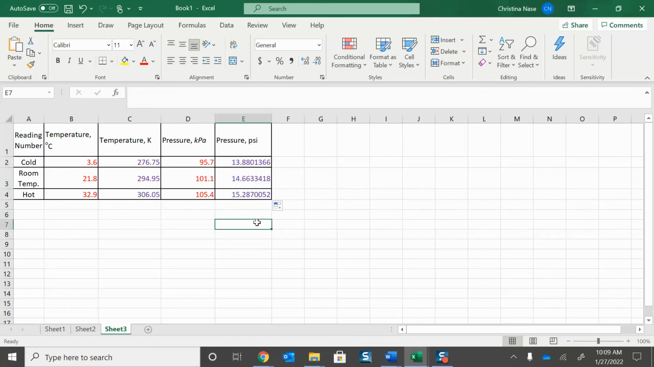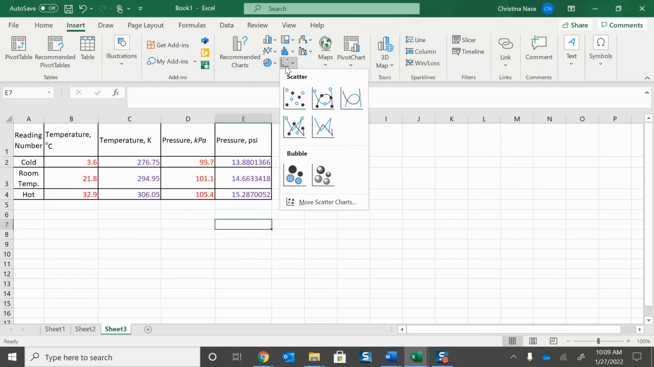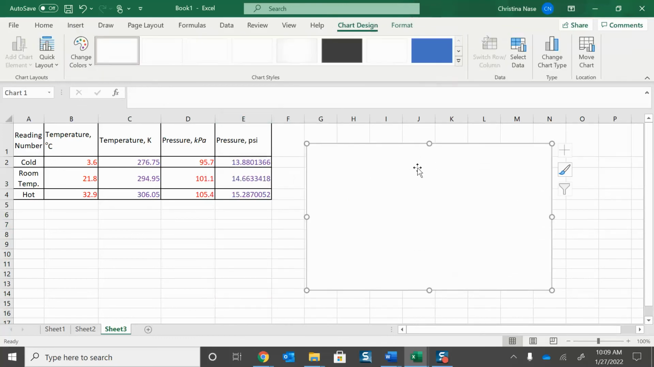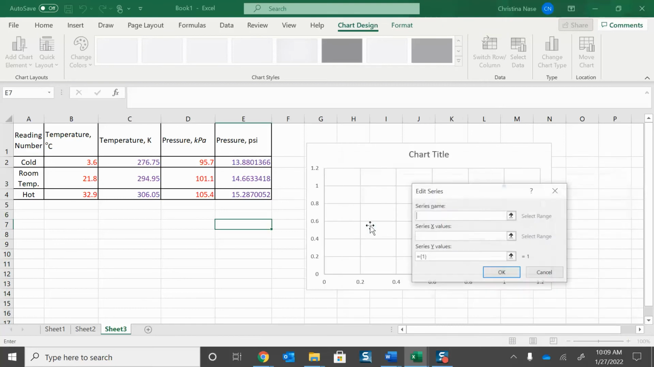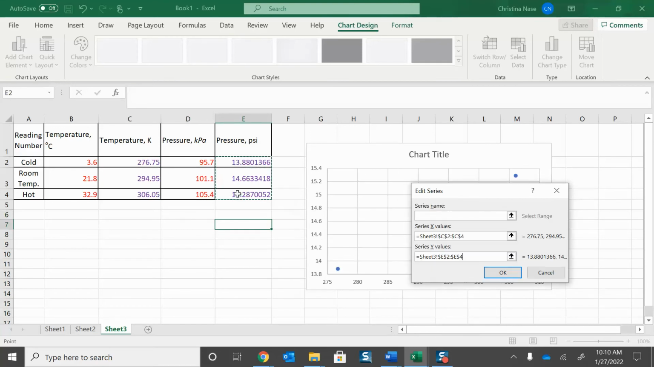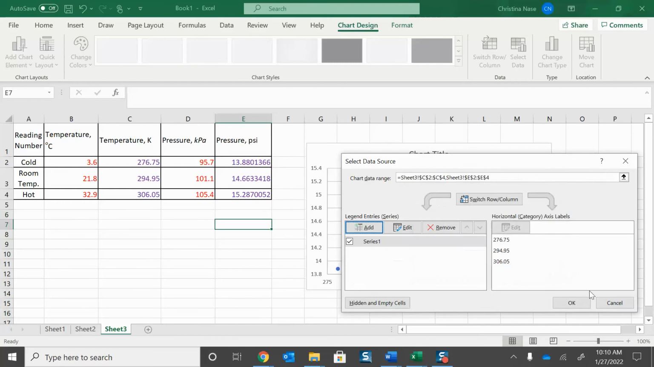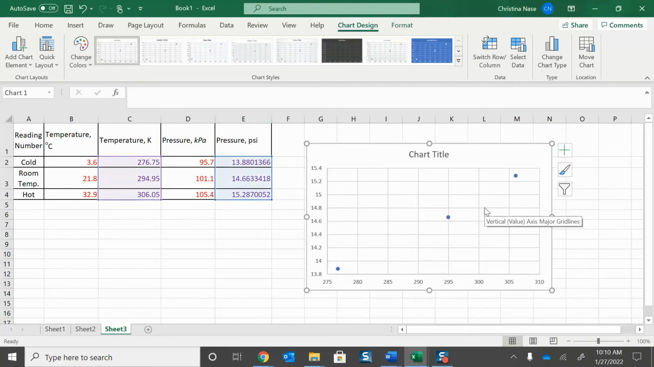And what I want to graph is pressure versus temperature. So I want pressure on my y-axis and temperature on my x-axis. I'm going to go to Insert, Chart, Scatter Graph. It's blank again, so I right-click on that, select data, go to Add, and on the x-axis I want temperature in Kelvin, and on my y-axis I want the pressure in PSI. Good. Great. And that's my graph.